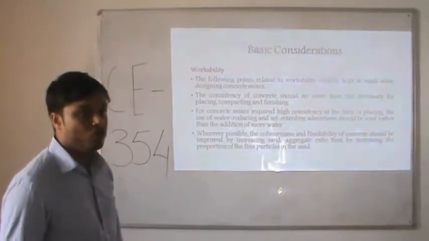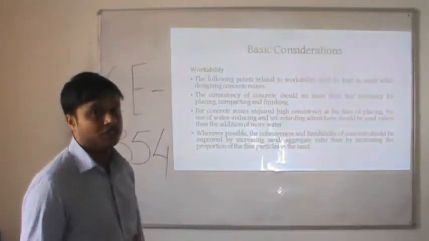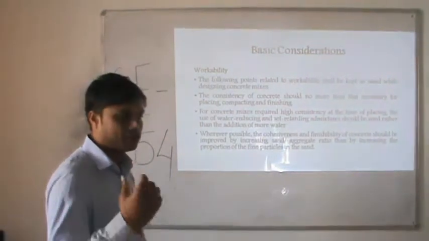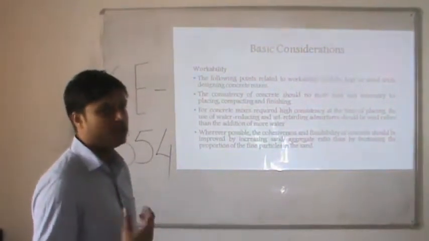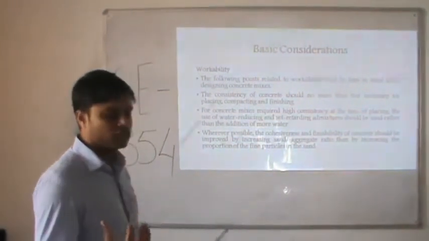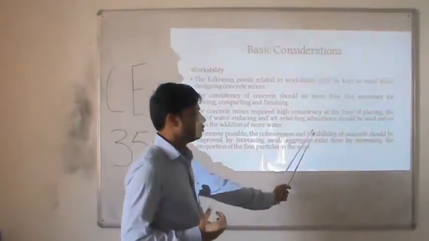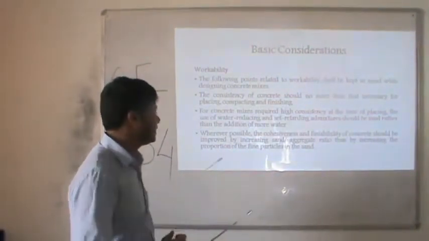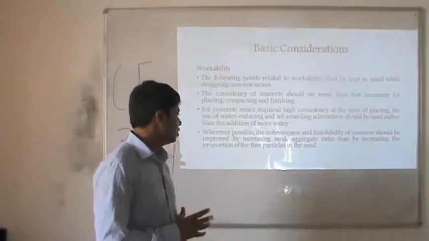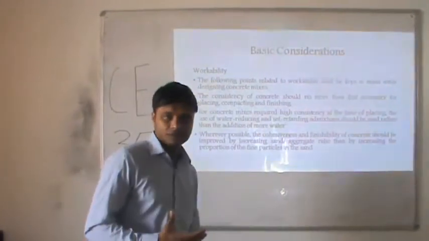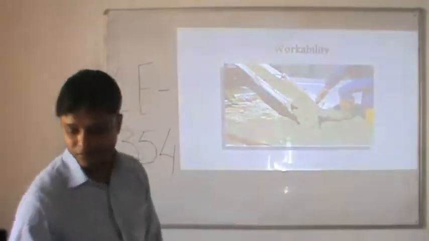So if we want more workability or consistency but with a lower water cement ratio, then we must use chemical admixtures, for example super plasticizer, to keep a check on the water cement ratio, because if we use more water it will hamper the overall strength and durability of the concrete. Whenever possible, the cohesiveness and finishability of concrete should be improved by increasing the sand aggregate ratio, by increasing the proportion of fine particles in the sand. So for a better finish we must do that. This is how they are showing the flowability, the workability of the concrete.